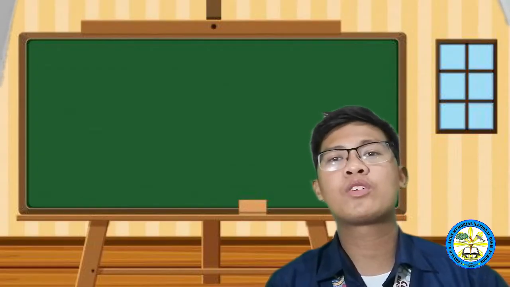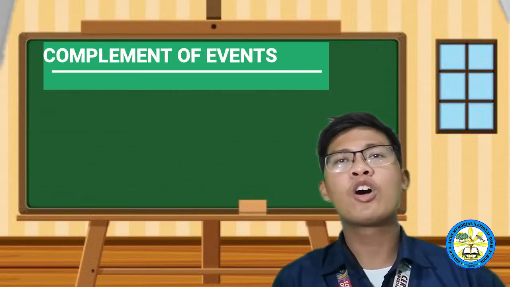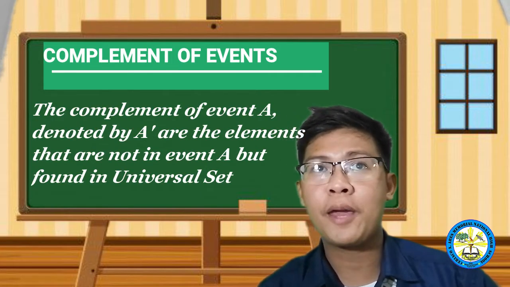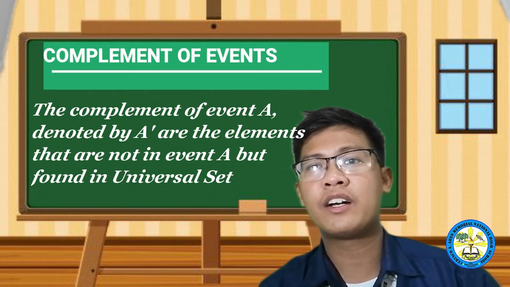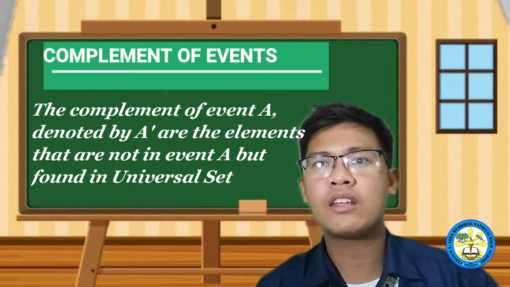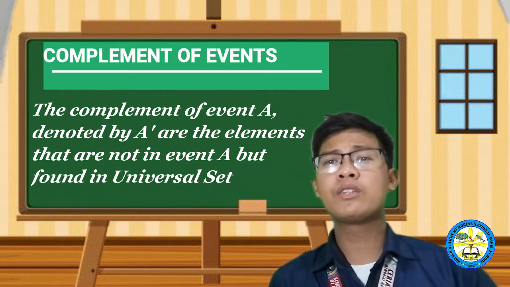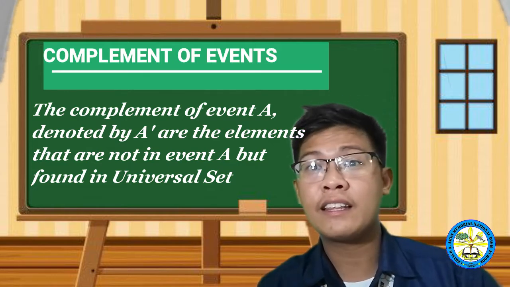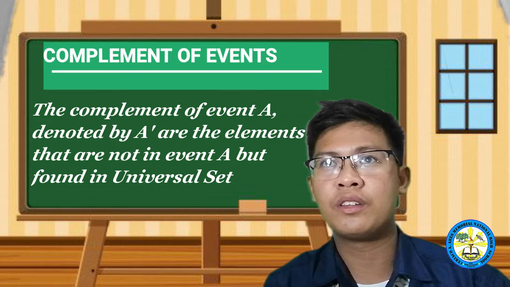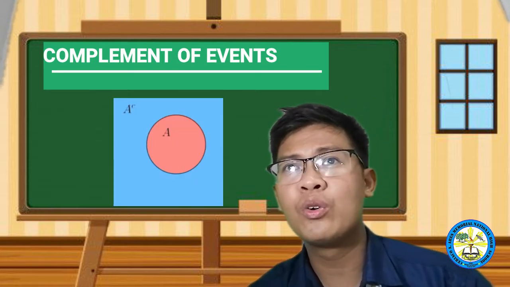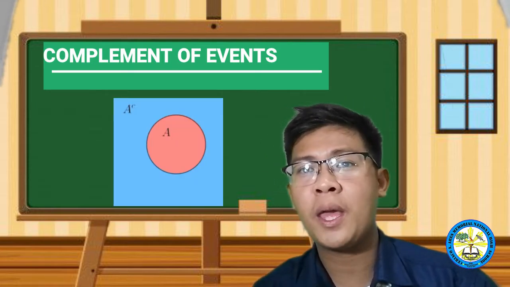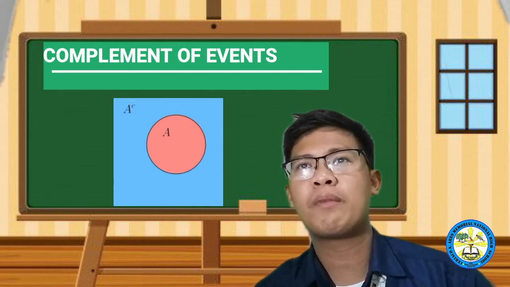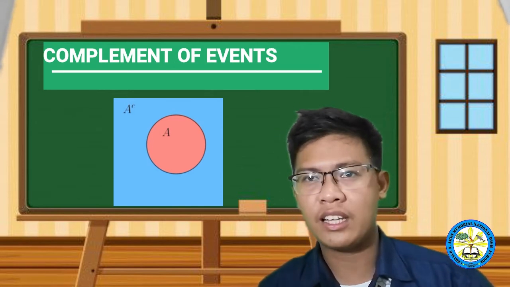So let's talk about the complement of events. The complement of event A, denoted by A complement or A prime, is the set of elements that are not in event A but are found in the universal set. As you can see, the universal set is a very important thing in intersection and union. Why? If we are looking for the complement of A, B, and C respectively, we can see all the elements in the universal set.